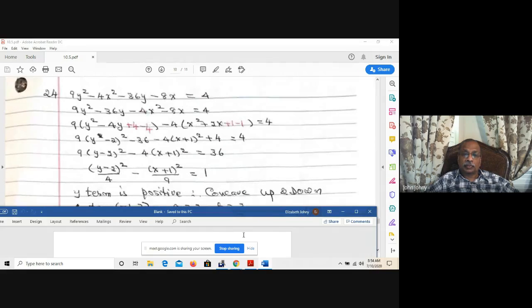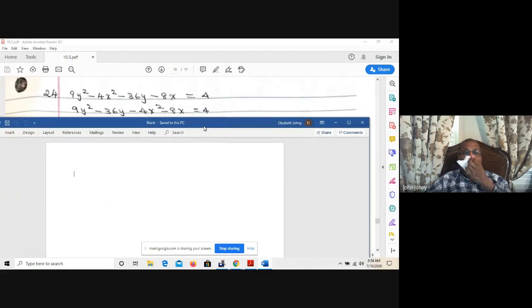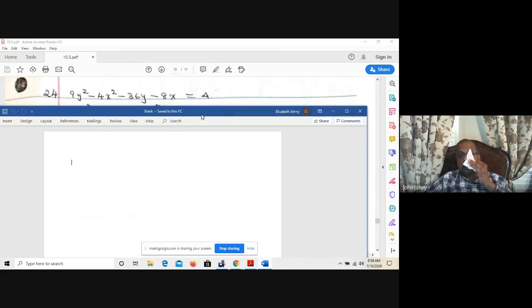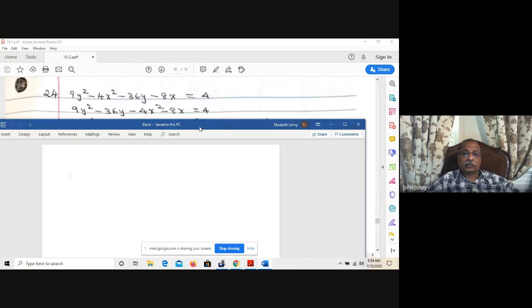Number 24. See, both x and y have squares, but one of the terms is negative. So it must be a hyperbola. But you have to complete the square now. Move that constant to the right side. So you write the y terms together and the x terms together. 9y square minus 36y minus 4x square minus 8x is equal to 4.